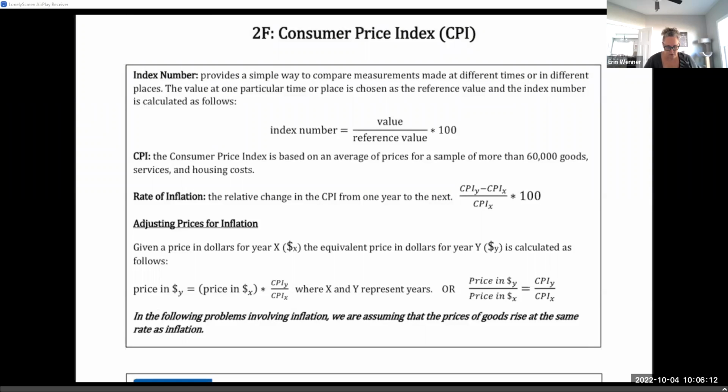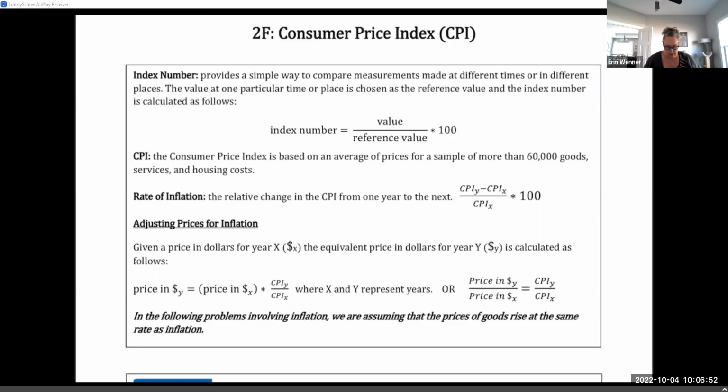The CPI, or the Consumer Price Index, is based on an average of prices for a sample of more than 60,000 goods, services, and housing costs. So when we're thinking about those goods, that's like, what's the average price for a gallon of gas? What's the average price for a gallon of milk? A loaf of bread? Things that everybody is using no matter what time that we're at, in 1982 or 2022, right? Those are these goods and services that are going to be consistent. And same with housing costs. Again, what's the rent during that time versus what's the rent now?